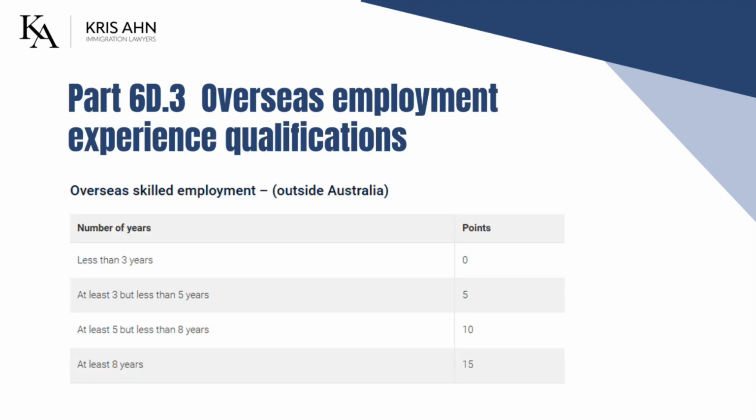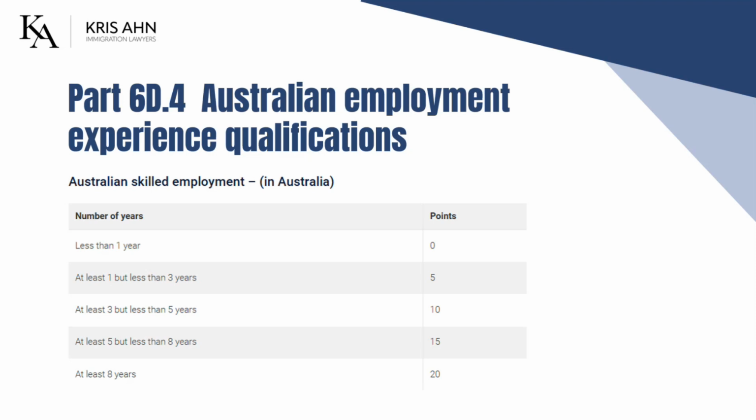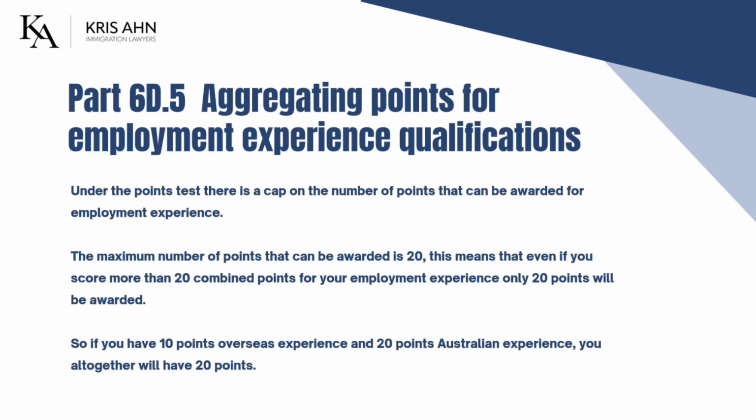Now here we've got employment experience. So for this one, you can get 15 points for overseas experience and up to 20 points for Australian experience. But here's the catch, which is the aggregate points, right? Under the points test, there's a combined cap of 20 points in all your employment experience. So even if you're a super worker, you've got 10 points of overseas experience, and then you've got 20 points of Australian experience, you can't get 30 points, you'll get 20 points total. So it's tough, but that's the way that it is.